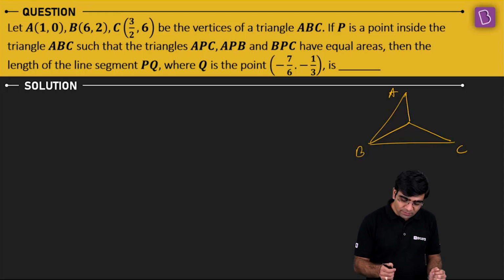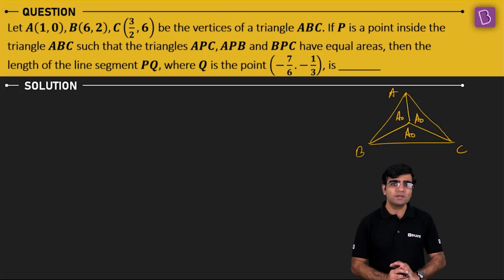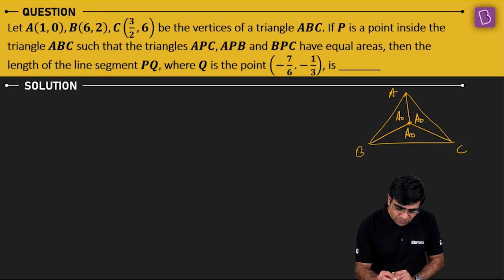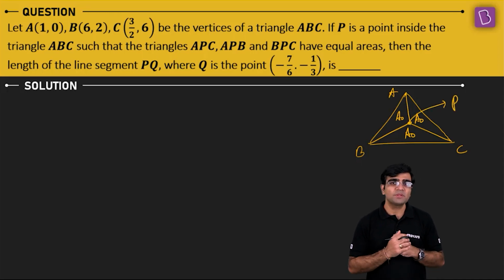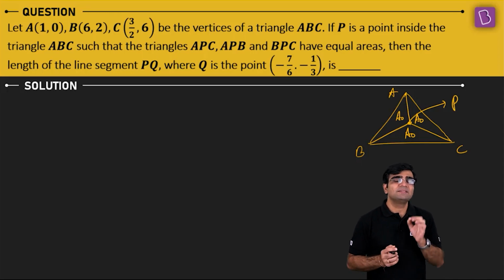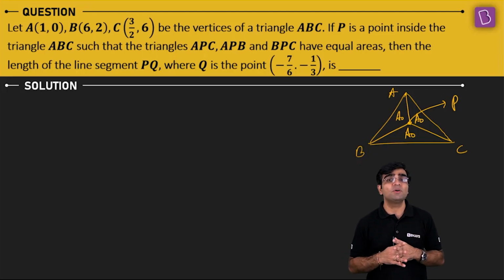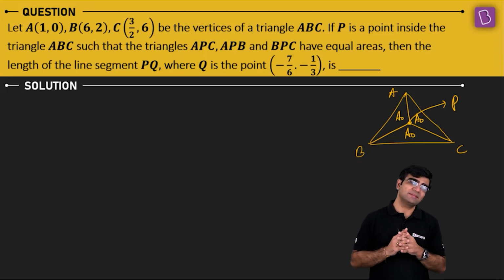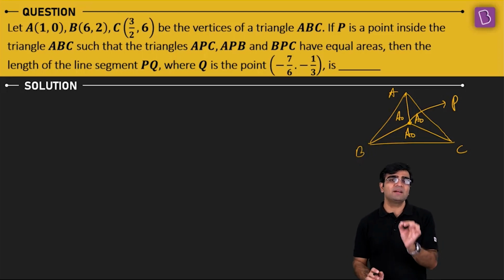Where have you studied this? That the area of such triangles will become equal. If this is A0, this is also A0, this is also A0. Where have you studied that? What kind of point is this P? Do you remember? Centroid is the point which, when you join it to the vertices, the 3 triangles formed will always be of equal areas. This is the key takeaway for this question.